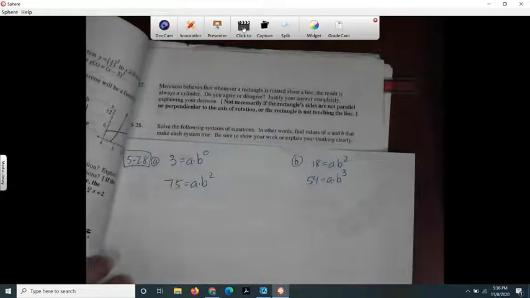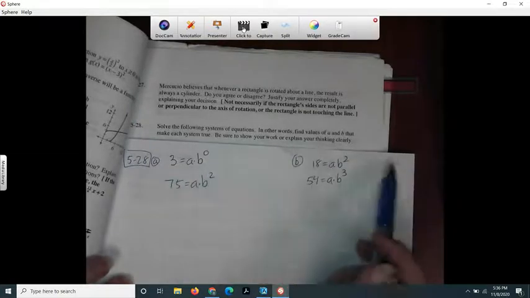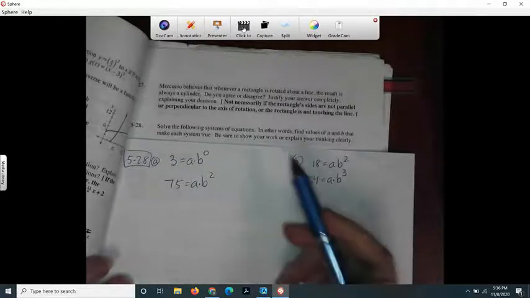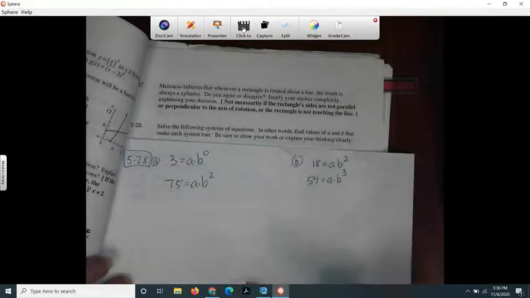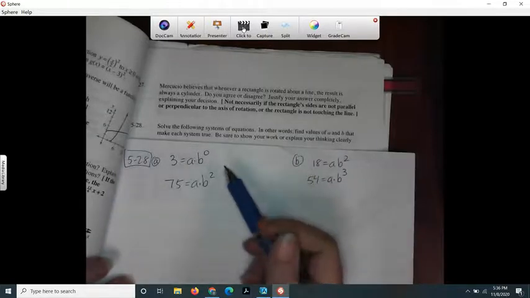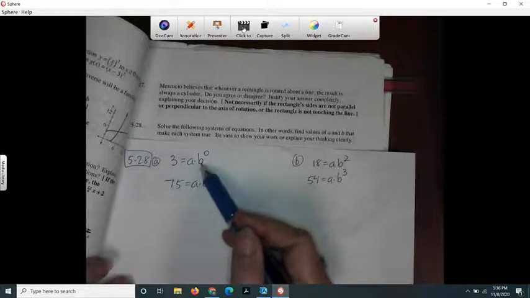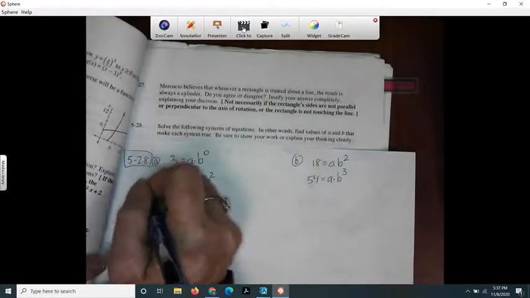So I've never shown these to you before. Some of you are just kind of plowing through them using substitution. Or maybe you could use elimination, I don't know, but there's another way besides substitution and elimination to do these. This one I would just probably observe that b to the 0 equals 1. So a times 1 equals a. So a equals 3. That's what I would do with this one.